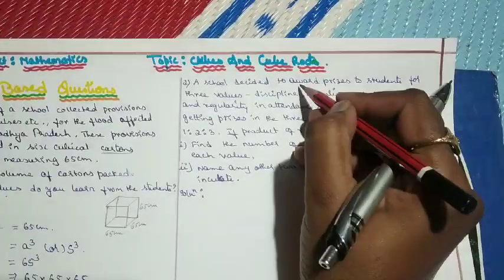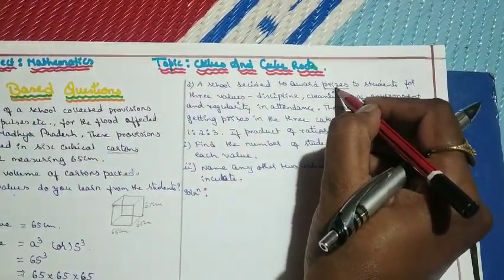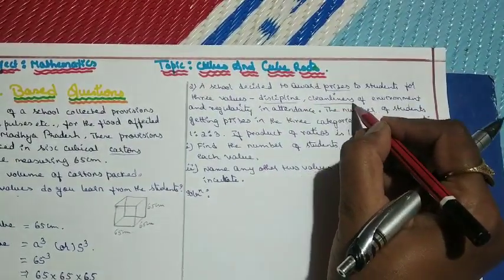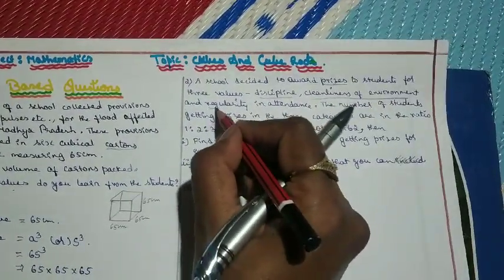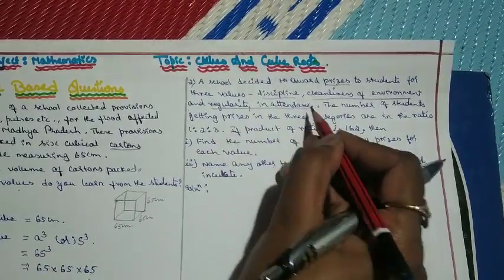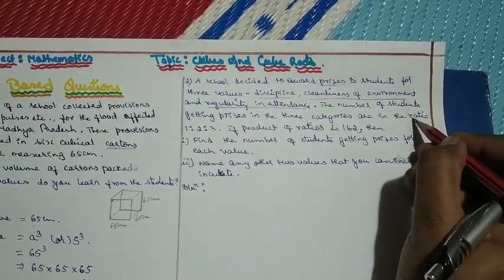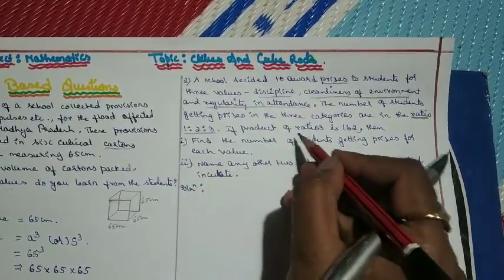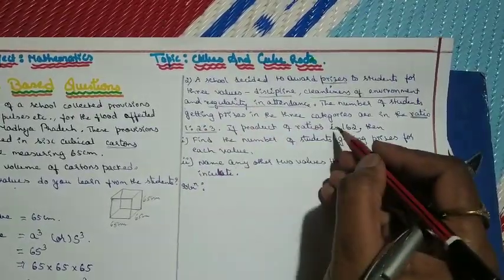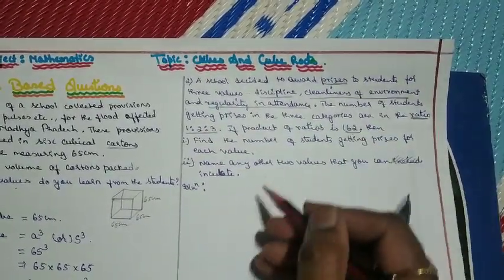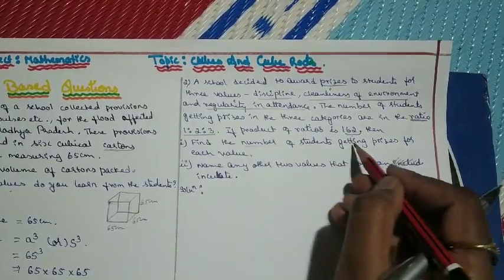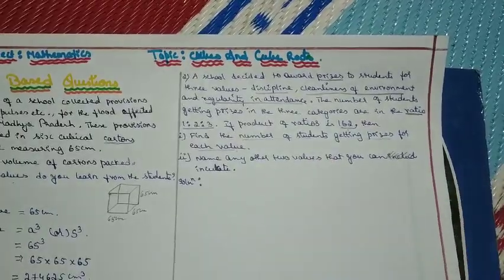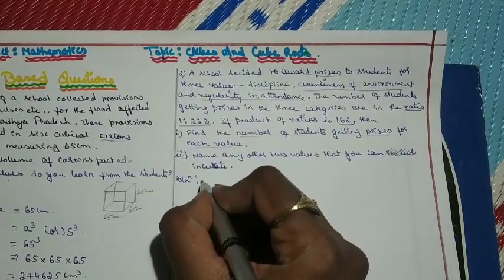So here the points to be remembered is the prizes distributed are for discipline, cleanliness of environment and regularity in attendance. And here the number of students are given in the ratio. What are the ratio? 1:2:3. And the product of these ratios is equal to 162. Then we need to find the number of students getting prizes for each value. Then we need to find the other two values. So let us solve the question.